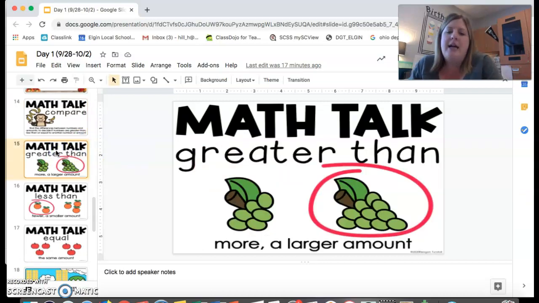Okay, this next slide is basically talking about what greater than is, okay? So if I had, I'm going to count how many grapes this is. If I had 1, 2, 3, 4, 5, 6, 7, 8, 9, 10. If I had 10 grapes in a bundle and I had 1, 2, 3, 4, 5, 6 grapes in another bundle, I know that my 10 grapes is greater than my bundle of grapes that has 6, okay? So this is greater than this bundle of grapes, okay?